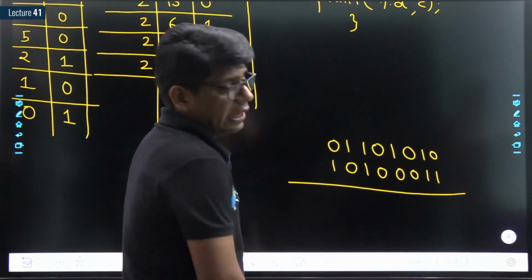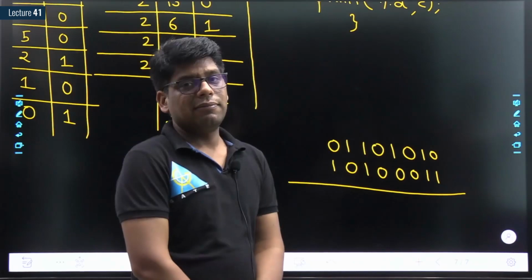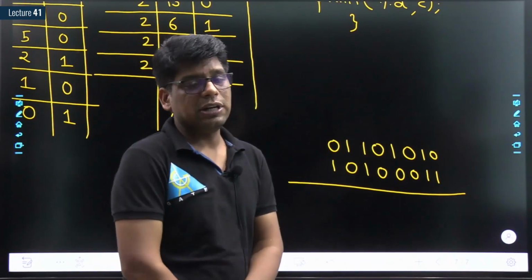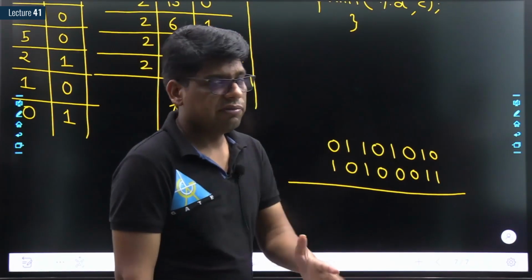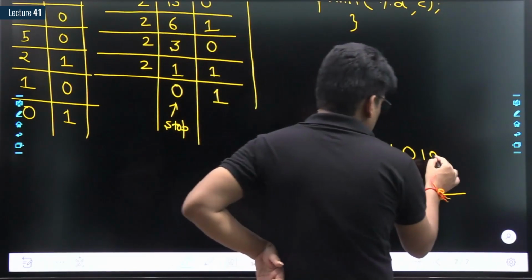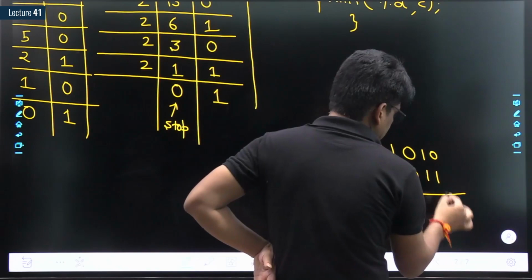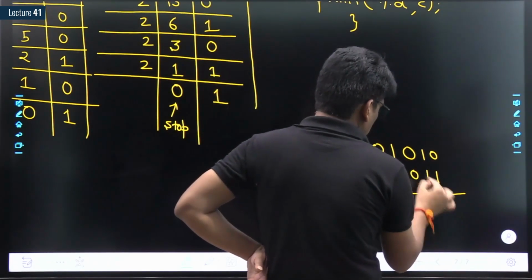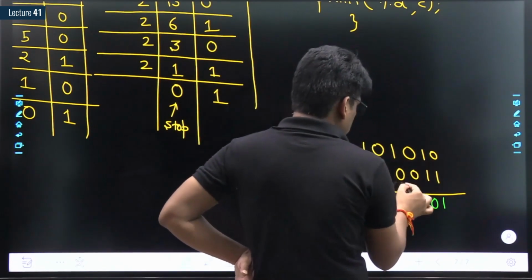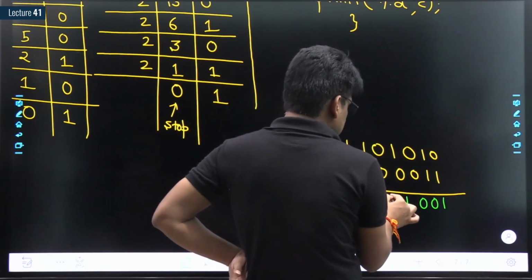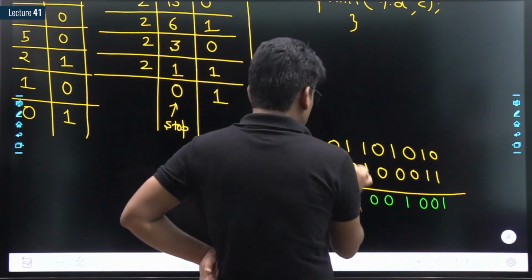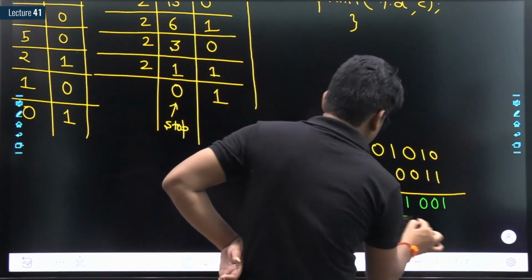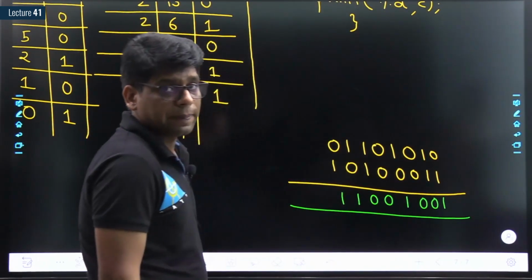Sir, for XOR, if both the bits are 1 or both the bits are 0, that means if both bits are same, the result will be 0. Otherwise, the result will be 1. So, see, both bits are same or different? Different. That means 1. Both bits are same? 0. Both bits are same? 0. Both bits are different? 1. Both bits are same? 0. Both bits are same? 0. Both are different? 1. Both are different? 1. So, this is the value that gets stored inside C.